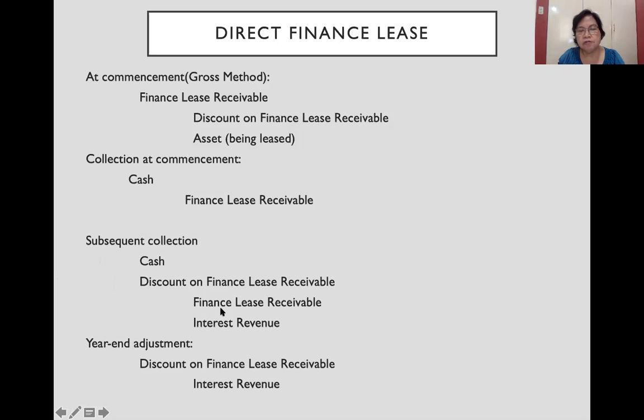Now, if the anniversary of the lease does not coincide with the end of the reporting period, and because interest accrues with the passage of time, then we have to update the accrual of interest, which is recorded in this manner: debit discount on finance lease receivable and credit interest revenue.